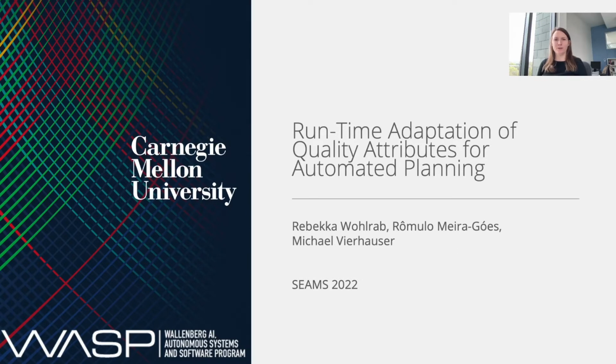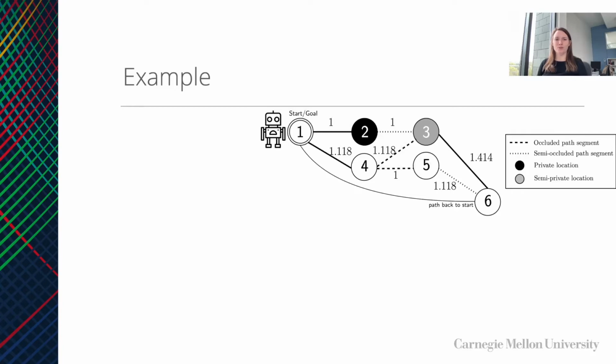And to illustrate our approach, we can look at another example where automated planning is important. Let's say we have a robot in a warehouse that should move from a start location through the warehouse to pick up different items and then back to its start location. And there are different quality attributes of interest. One is the travel time, because the robot should get its job done quickly.